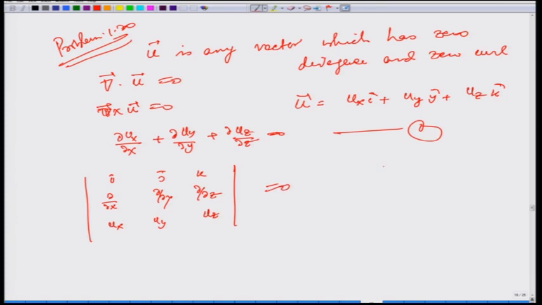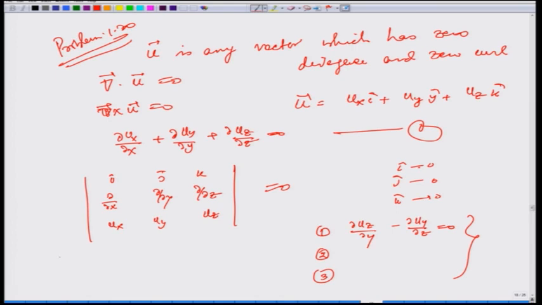The component corresponding to i cap goes to 0, the component corresponding to j cap goes to 0, and the component corresponding to k cap goes to 0. So if we look at i cap, this means del Uz by del y minus del Uy by del z equal to 0. And we will get three conditions like this: 1, 2 and 3. Upon solving this, we can find the answer for U.